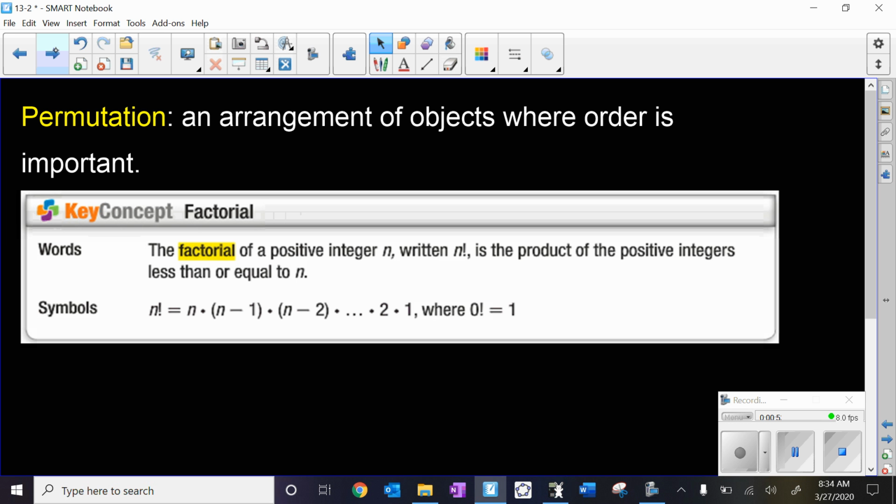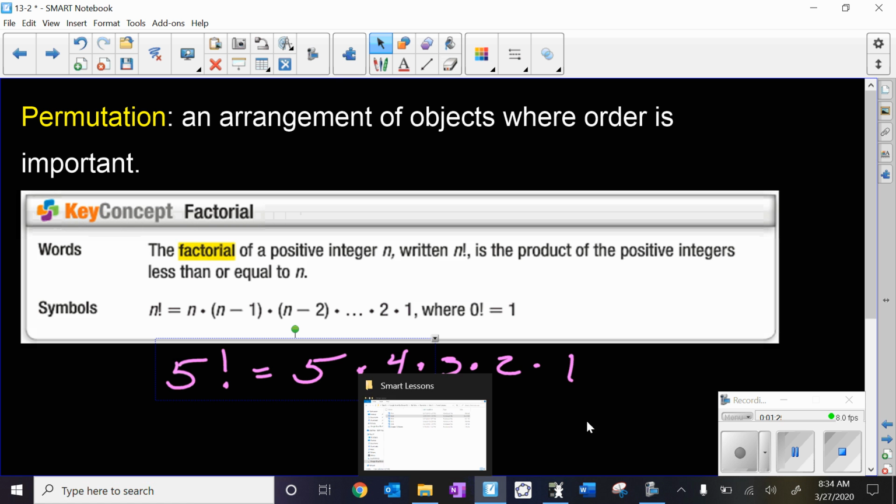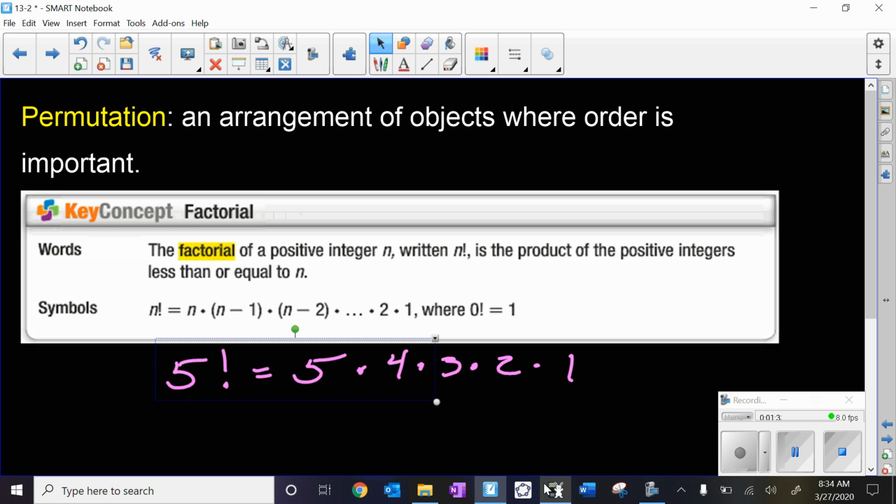One of the ways that we can understand permutations is this idea with factorial, and they use an exclamation point to represent factorial. I'll give you an example using a number. If I ask you to find the value of 5 factorial, I'm asking you to start with the number 5 and then multiply all the way down until you get to the value of 1. This is how I would represent 5 factorial. Your calculator does have a button for this, and I recommend that we use it so we don't have as much computation to do.